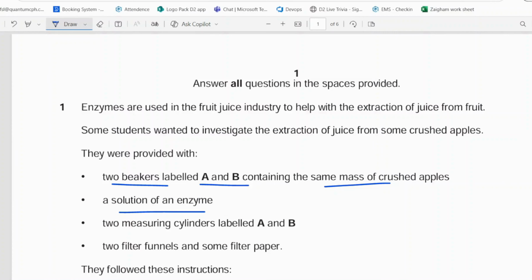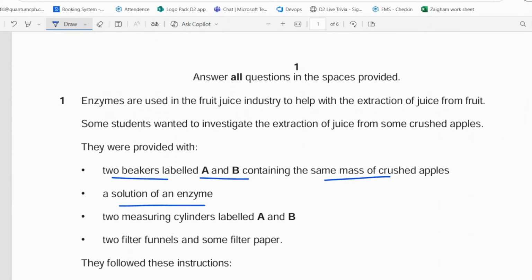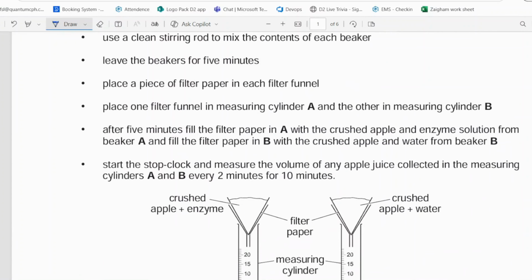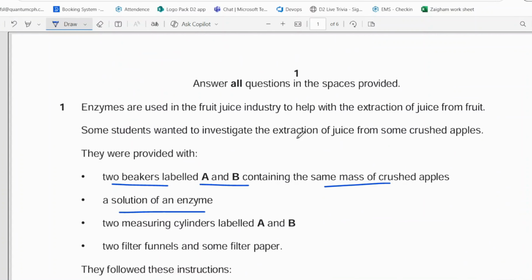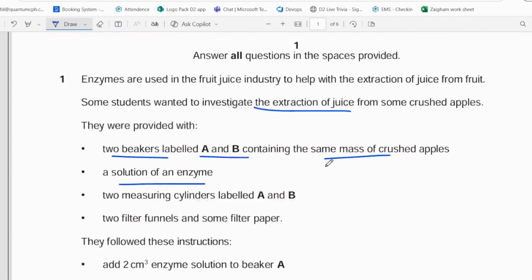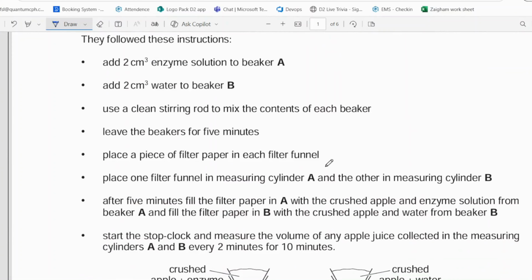Okay. Then the following method is used for the extraction of the juice from the crushed apples. Now there are some errors which you need to notice. So first of all, they take 2 cubic centimeter of enzyme solution to beaker A, and then 2 cubic centimeter of water to beaker B. Now in beaker B there is no enzyme. So what can you say? This can be used as a control.